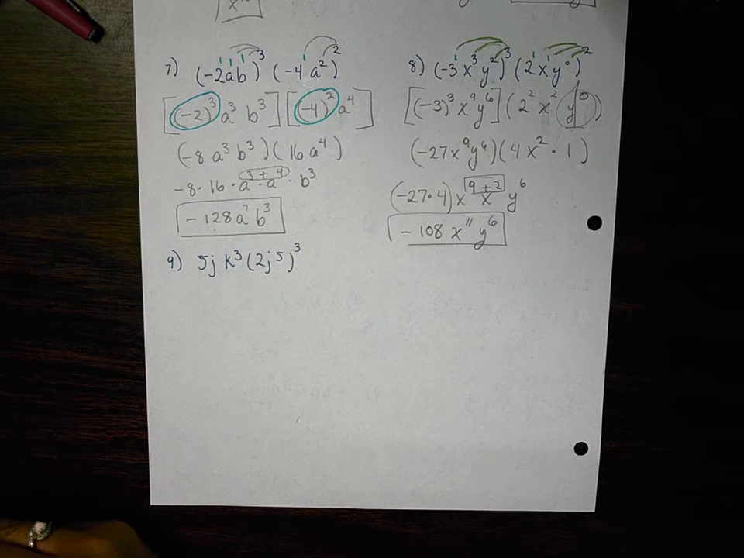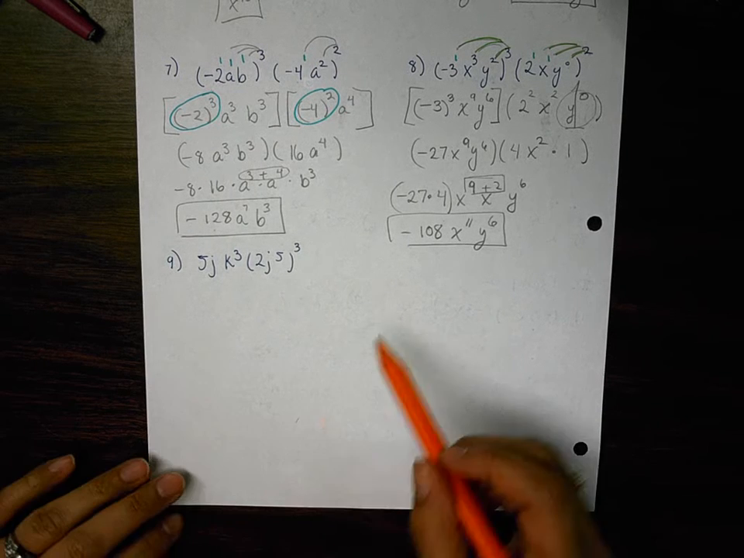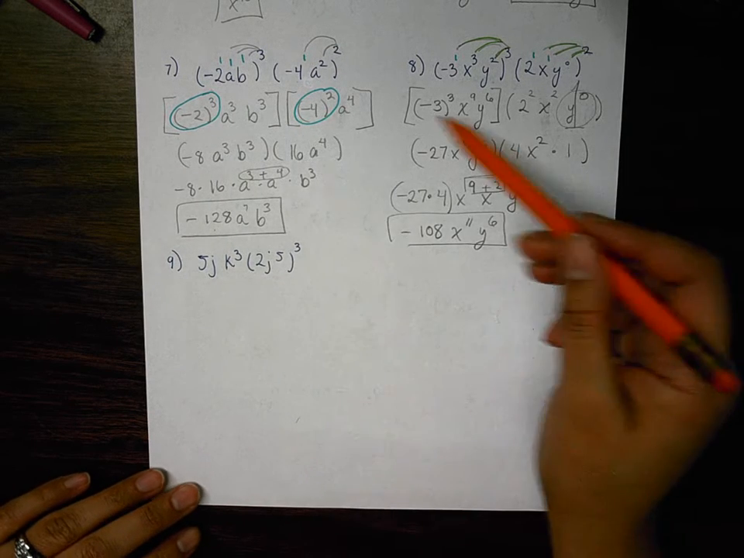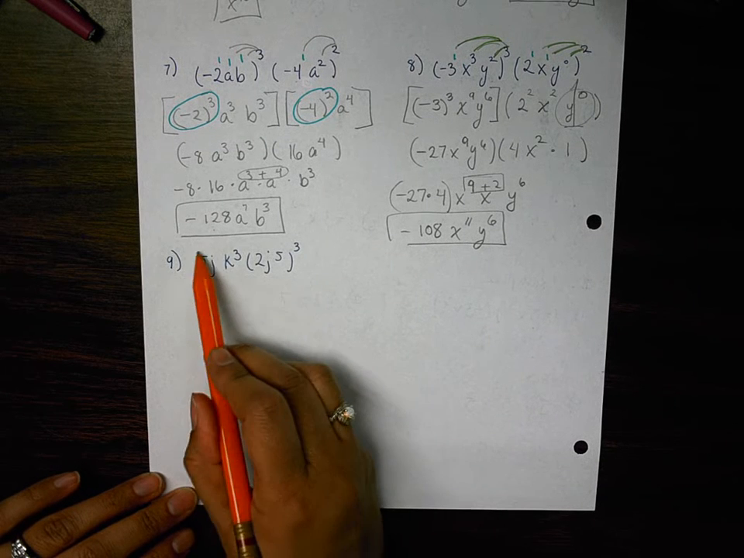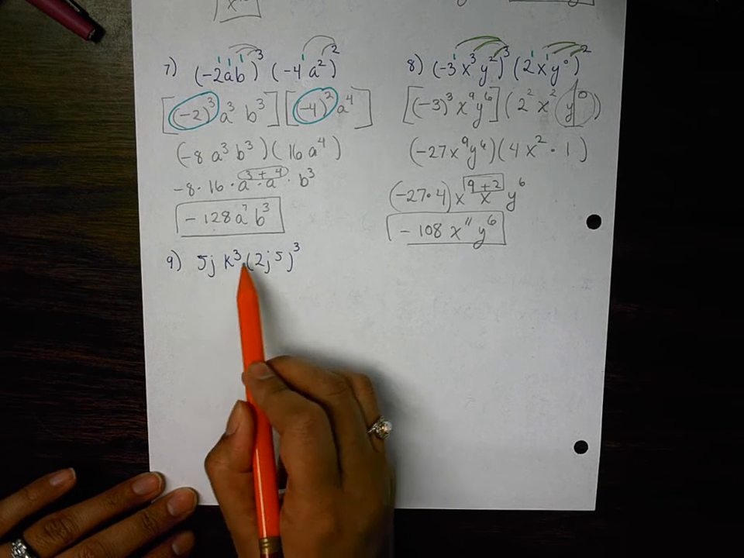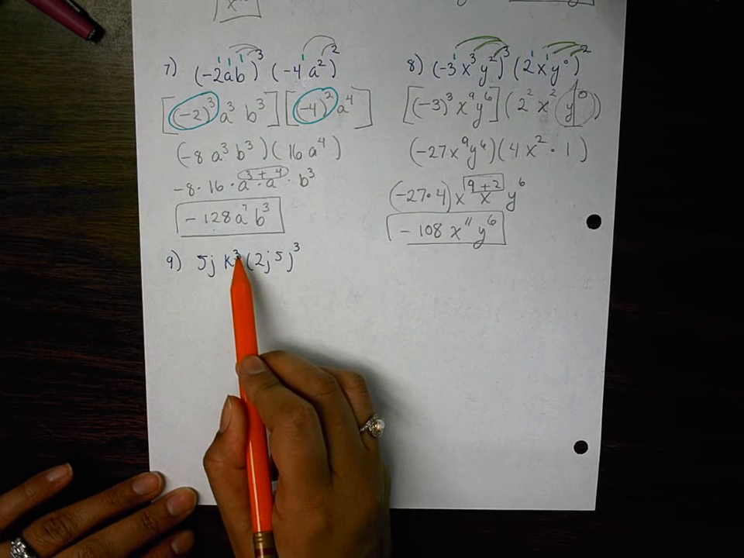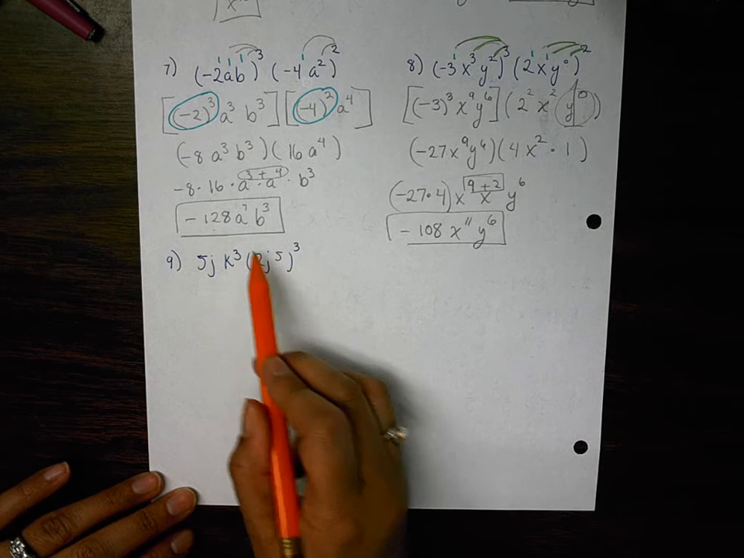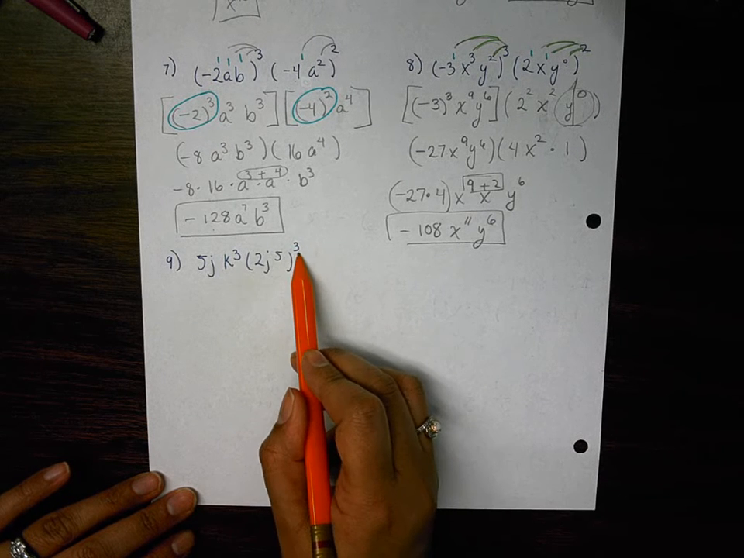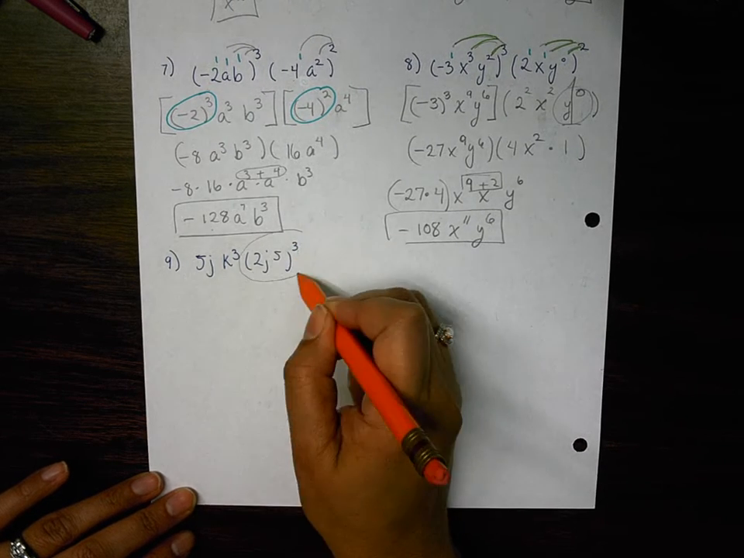All right, how is this one a little different from 7 and 8? What do I not have around this first chunk here? Yeah, there's no parentheses, there's no power. Do I have a power on the second one? Yes, so what am I going to have to do with that power?